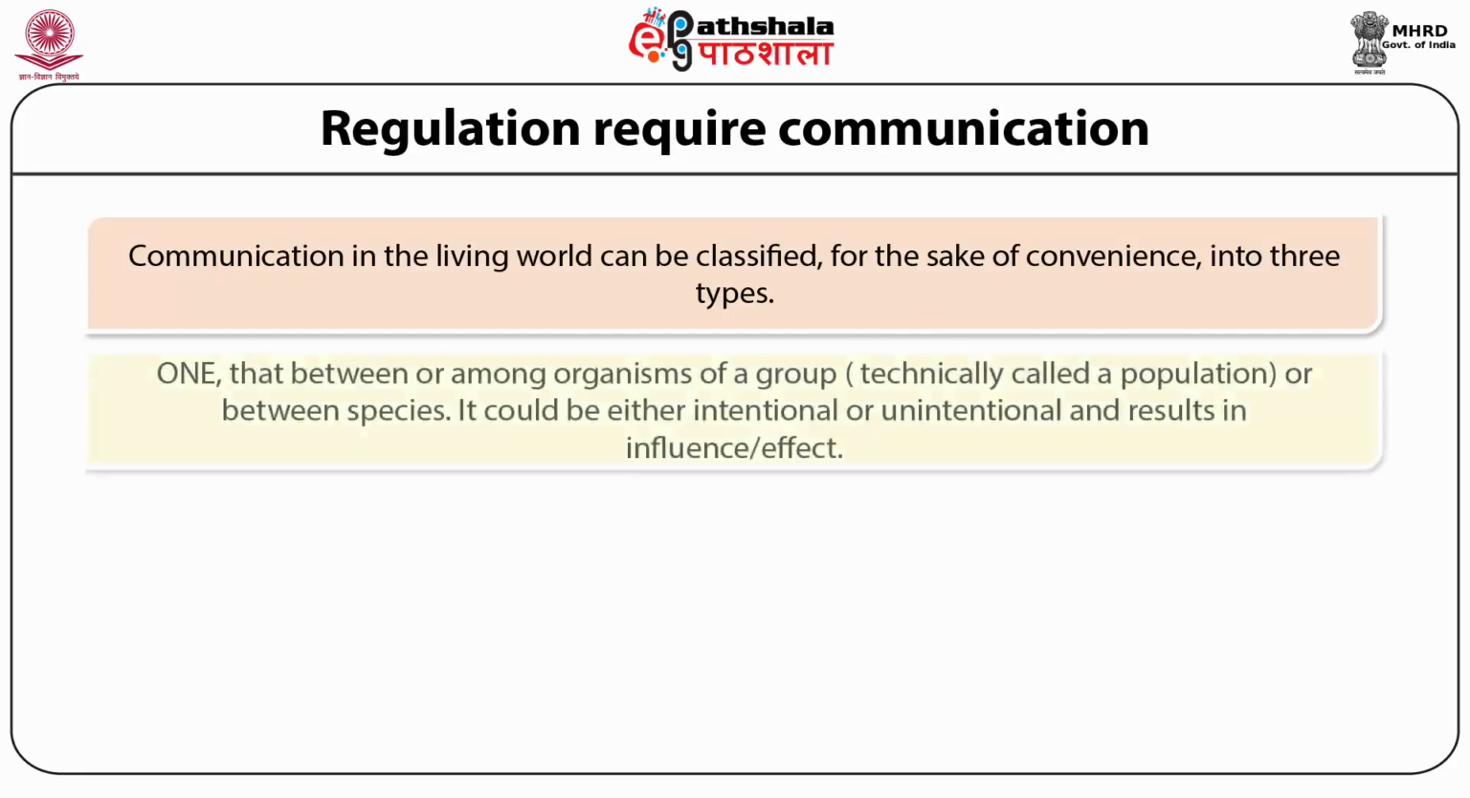And possibly it essentially says that this communication we are talking about is of 3 types. Type 1 refers to the communication between or among organisms of a group. Technically, a group of similar organisms is called a population. They belong to one species, or between species.